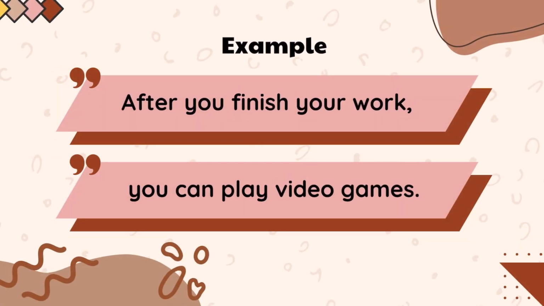For example, after you finish your work, you can play video games. Here, you can play video games is the independent clause. You have a subject and a verb, you can play, and it stands on its own. But even though the first part of our sentence has you and finish, a subject and verb pair, after makes that first part of the sentence dependent. So we have a dependent clause in after you finish your work and an independent clause in you can play video games.